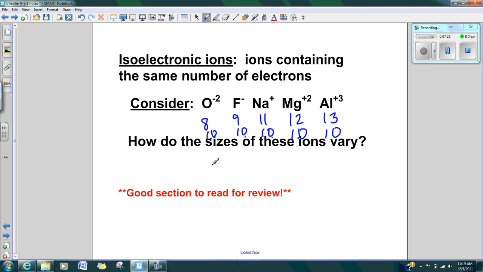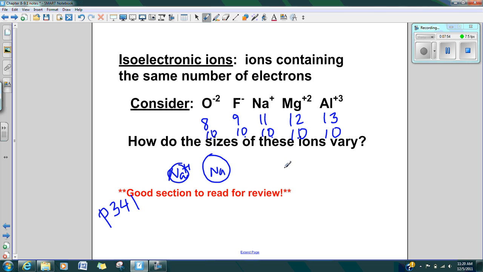This is a really, really good section for review. By the way, this is on page 341. I would make sure that I go back and read this. But you need to remember that cations are going to be smaller and the anions are going to be larger than their neutral atom. So if I take a look at a cation of sodium, sodium has lost this 1 electron, so with a +1 charge, it's going to be smaller in size versus its neutral atom. And the reverse is going to be true for anions.